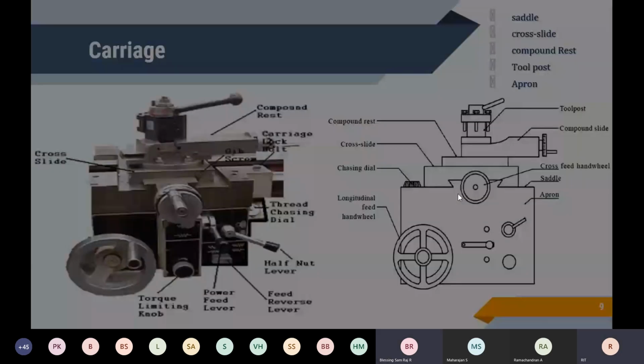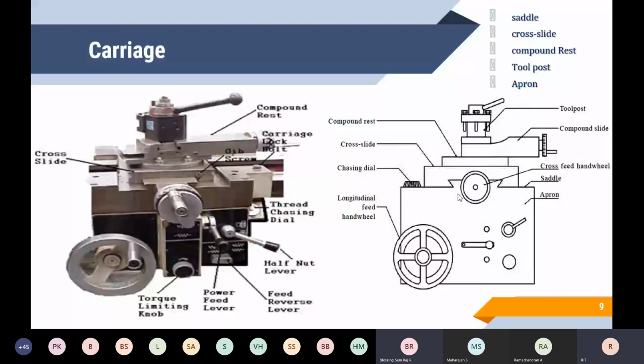And the other thing is carriage. That is another important portion of the lathe. The carriage holds the tool and provides the movement of the tool in both the cross and the longitudinal direction. That is the most important. The carriage will give the feed to the tool. The cross feed for taper turning, longitudinal feed for the turning operations. So based on the operation, the carriage will move in cross and longitudinal direction. It consists of the following parts like saddle, cross slide, compound rest, tool post, apron.